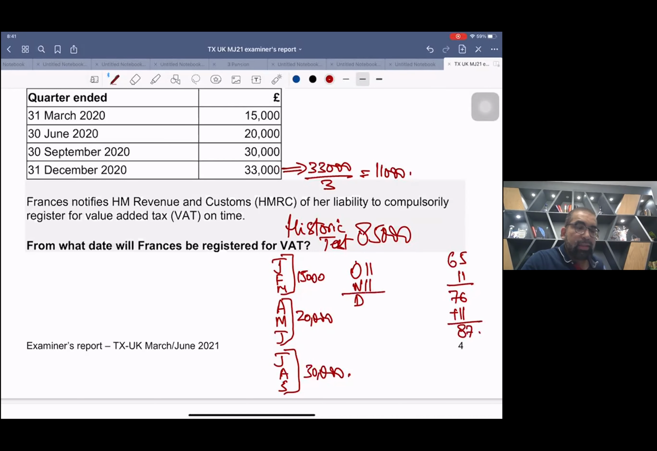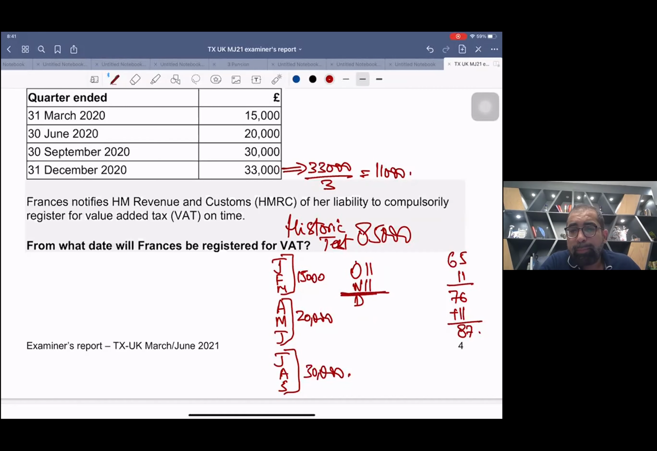Now let me tell you my dialogues. At the end of November 2020, trader realized that last 11 months sales, taxable supplies exceed 85,000. So now he has 1 month to apply. So now at the end of November he realized this.